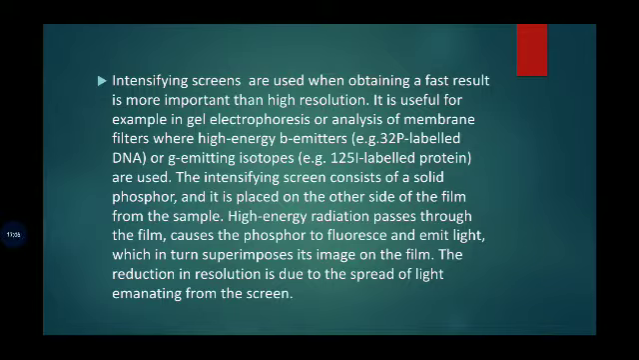Pre-flashed films are pre-exposed so that the latent image can be seen much more efficiently. Intensifying screens are used when obtaining a fast result is more important than high resolution. In this, detection of the compound or molecule to be studied is possible when the emission is quick, and this uses P32, phosphorus-32 labeled DNA, and gamma emitting isotopes. The results are quick, can be analyzed and give a confirmation, but the quality and resolution of the image is generally low, so this is not used much these days.